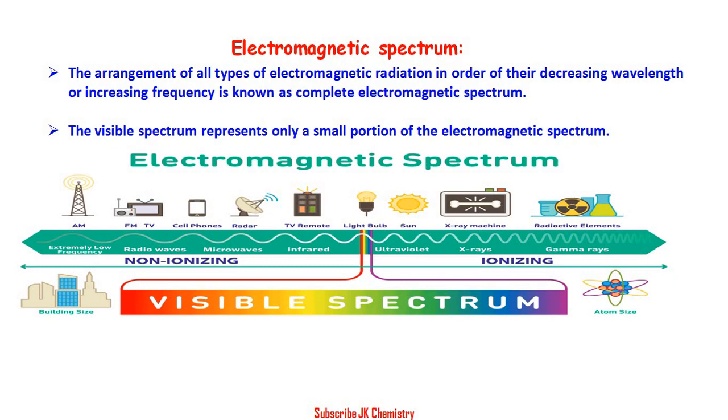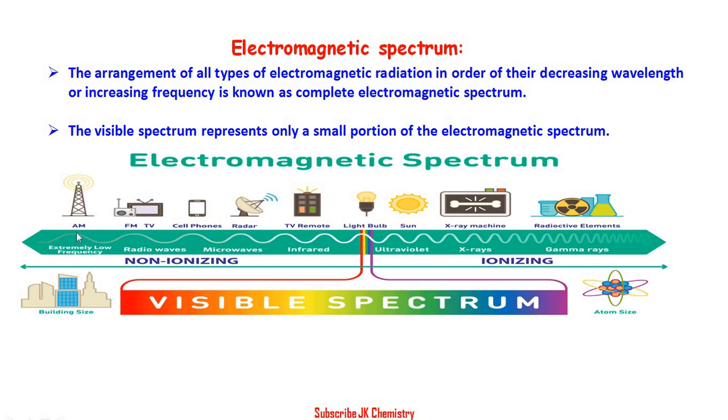So the most important thing in spectroscopy is electromagnetic radiation. So we know about the electromagnetic spectrum. Electromagnetic spectrum is nothing but the arrangement of all the electromagnetic radiation in the sun rays. That is, the electromagnetic spectrum is arranged in the increasing order of their frequency or decreasing order of their wavelength.